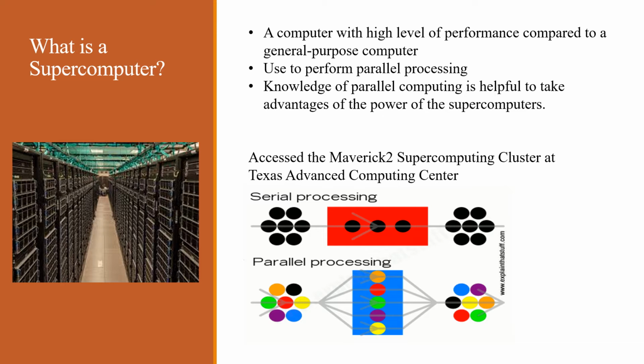In serial processing, let's assume you have several tasks, so the program executes task by task. It executes the first task, then goes to the next task, and so on. But in parallel processing, each task can execute at the same time and the execution time is optimized compared to serial processing. That's one of the advantages of parallel processing, and using supercomputing we can achieve that advantage.